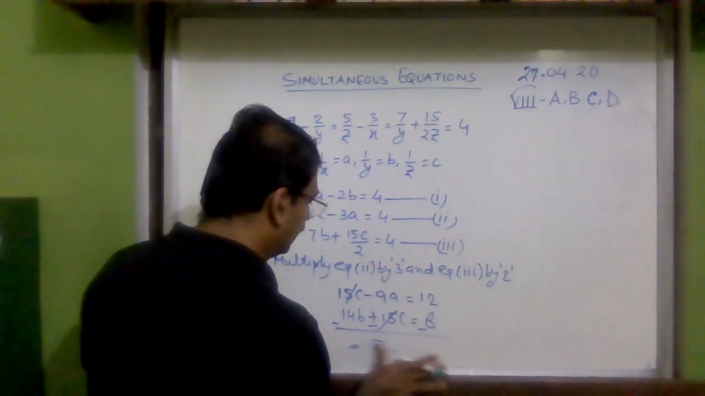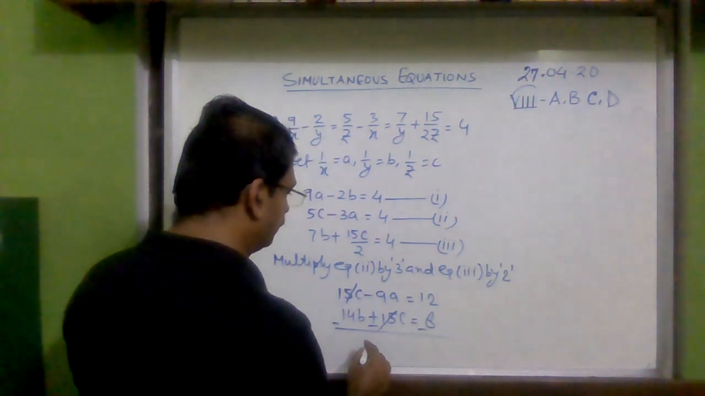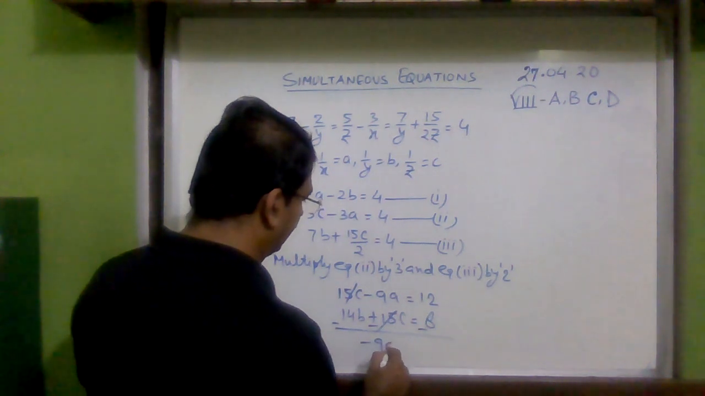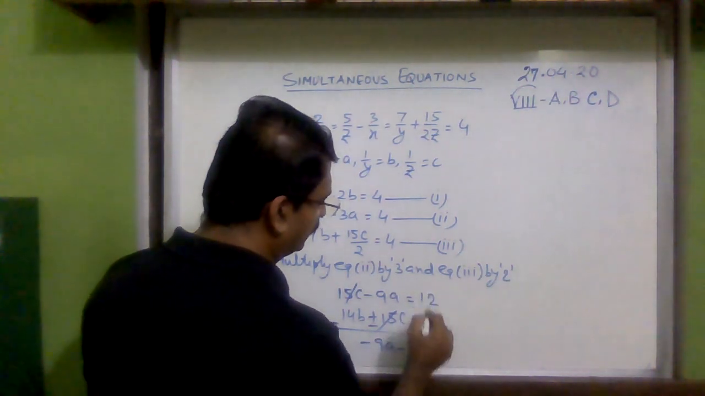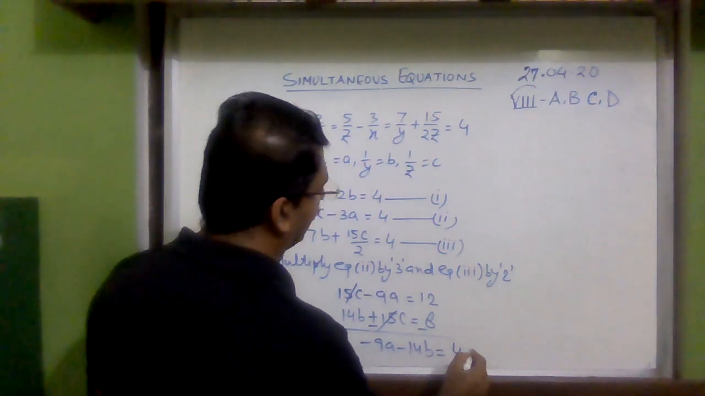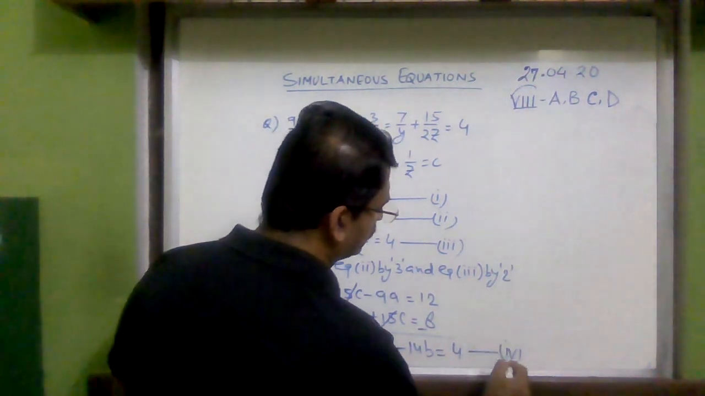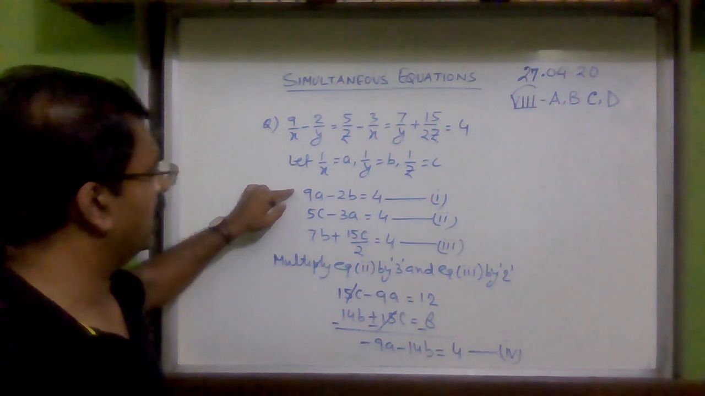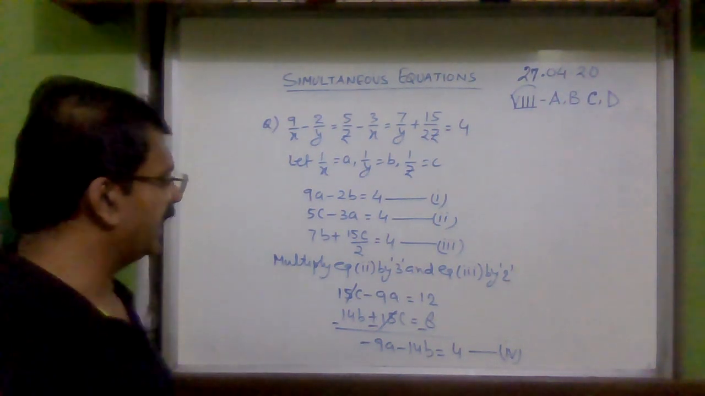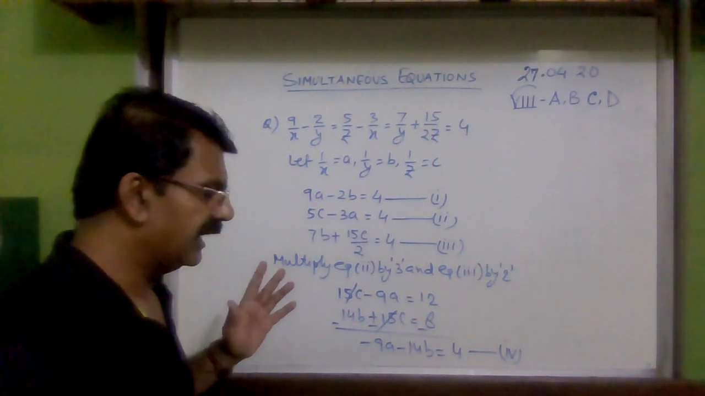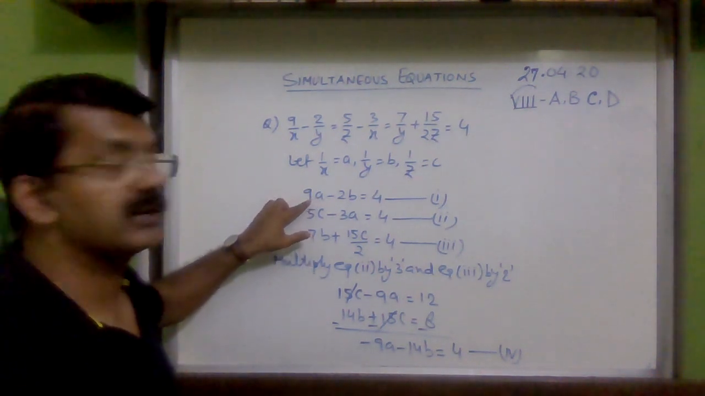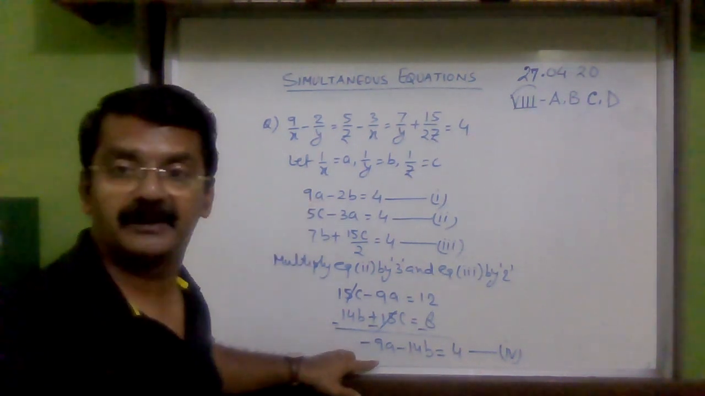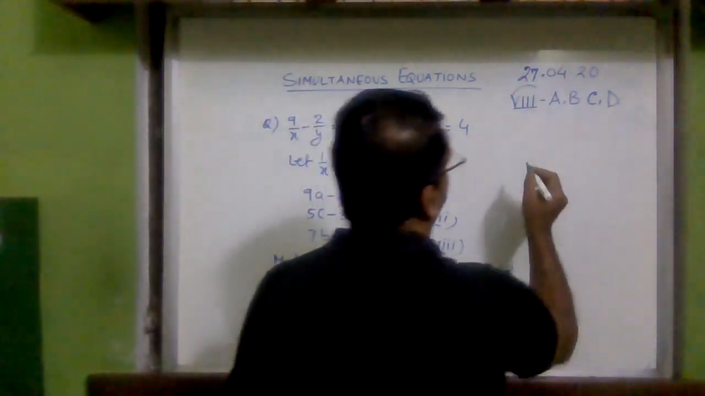I'm sorry, minus 14b and minus 9a are not like terms. Simply you write minus 9a minus 14b is equal to 12 minus 8, which is 4. That is your equation number 4. Now you see equation number 1 and equation number 4 both are only in a and b, and interestingly the coefficient of a is the same in both equations.